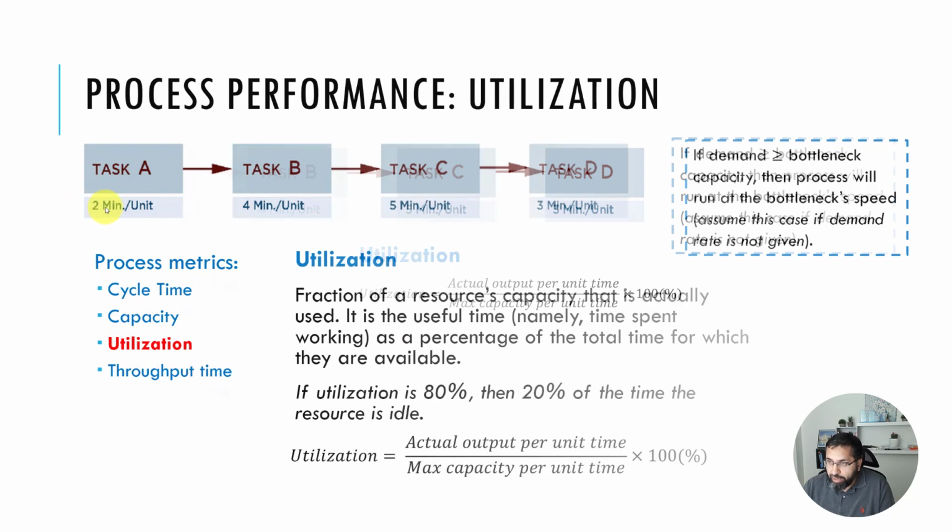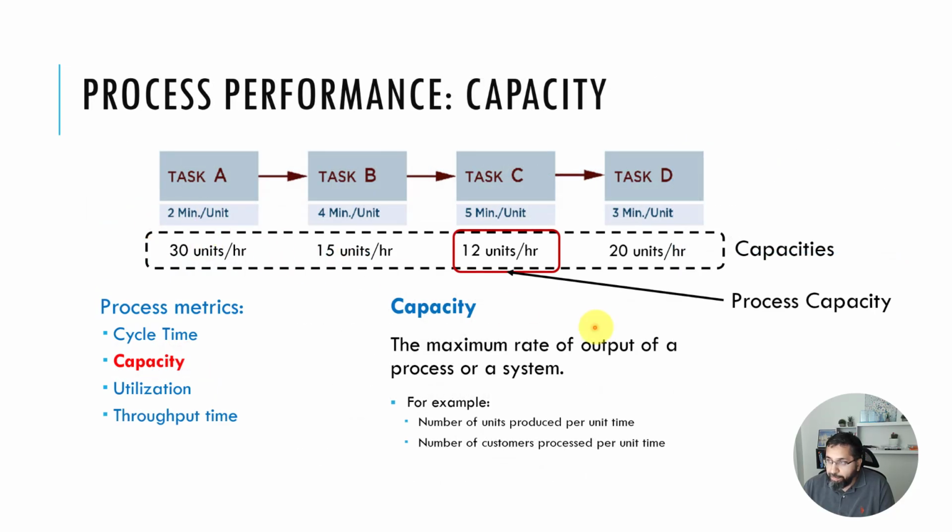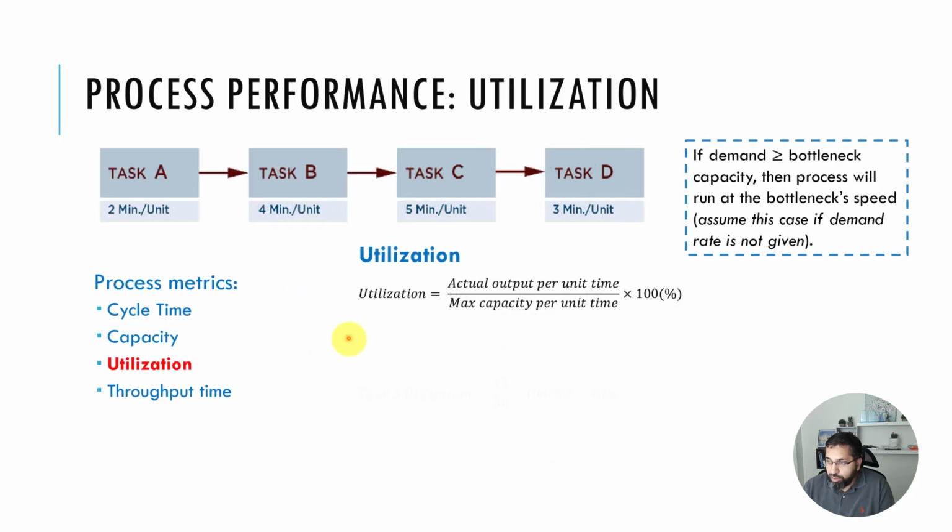Well, if you look back, okay, this process is going to run at the bottleneck speed, task C. So the actual output of the whole process, because of blocking and starvation, is going to be 12 units per hour. But task A could have produced 30 units per hour. So 12 over 30 is the percentage of time task A is busy, and the remaining time task A is just being blocked and waiting for other tasks to get a move on. Okay. So the utilization of task A is the output, which is determined by the bottleneck. Remember, the output of a process is going to be determined by the bottleneck speed.